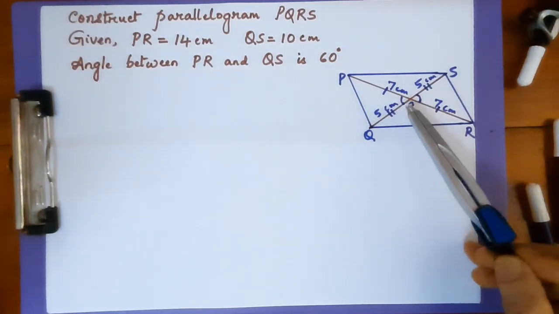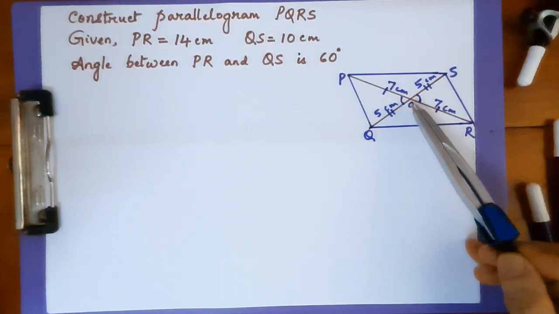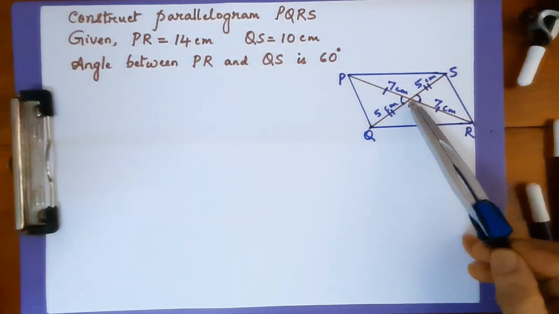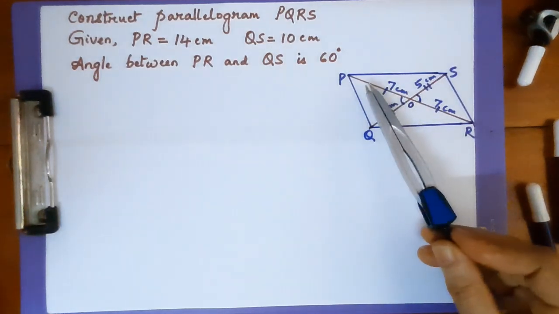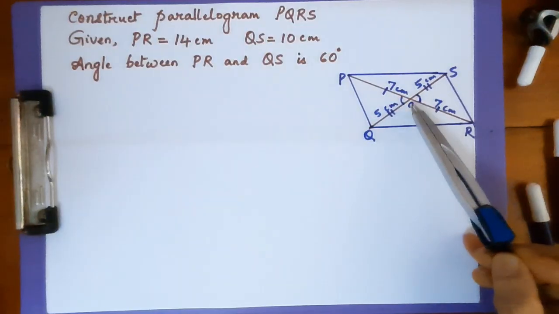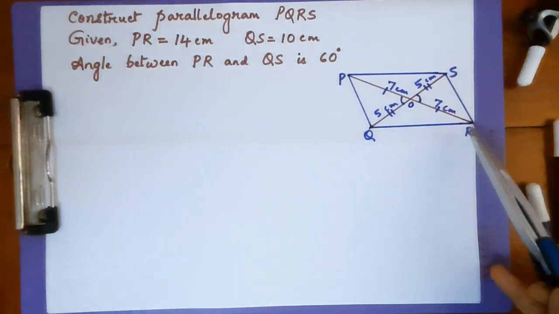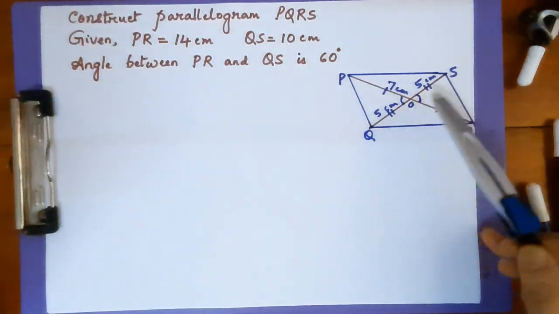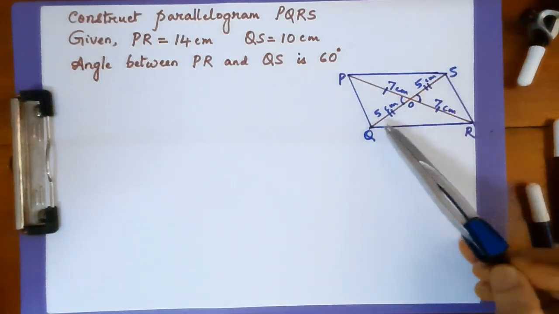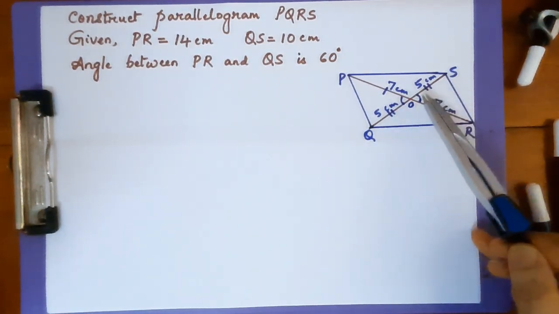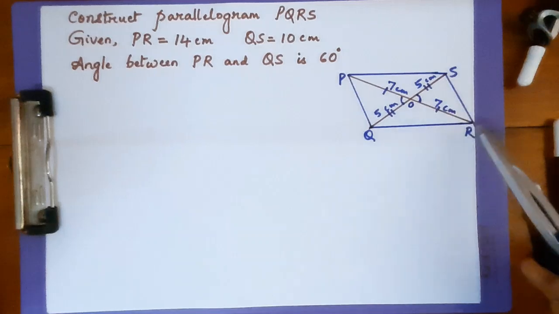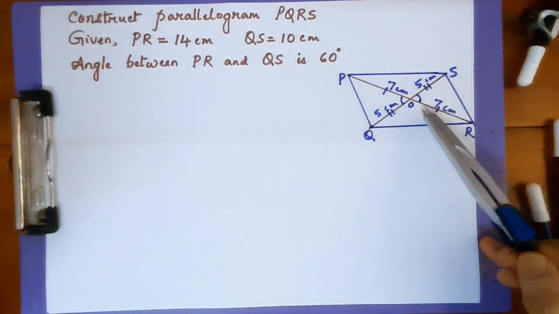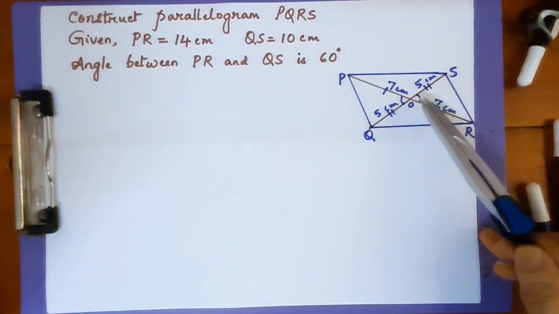And because of the property of the parallelogram, the two diagonals intersect at each other's midpoint, making PO equal to OR, half of PR. Similarly, QO is equal to SO, half of QS. And the angle between the diagonals, SOR or POQ, is 60 degree, and they are both vertically opposite angles.